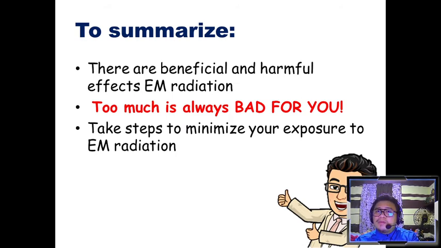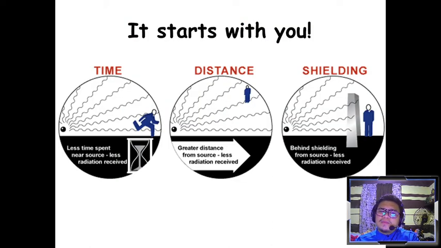And that is why, before we end our lesson, I would like to share with you some basic, simple tips that you can follow in order to minimize your exposure to radiation. Just follow this strategy. I call this the TDS strategy. So, time. You have to lessen your time of exposure to radiation. Less time near the source, less radiation received.